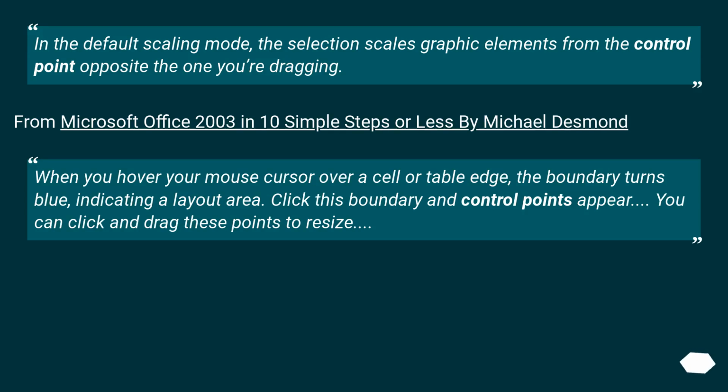From Microsoft Office 2003 in 10 Simple Steps or Less by Michael Desmond: "When you hover your mouse cursor over a cell or table edge, the boundary turns blue, indicating a layout area. Click this boundary and control points appear. You can click and drag these points to resize."